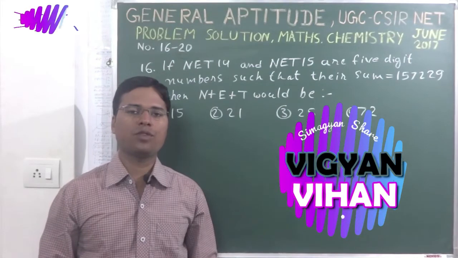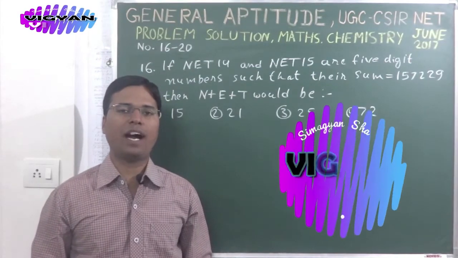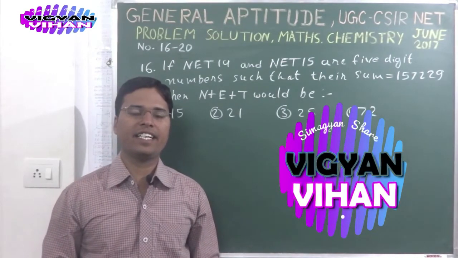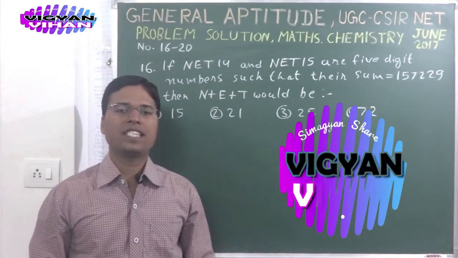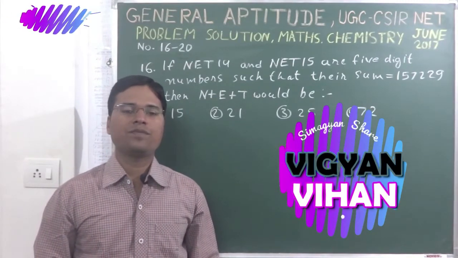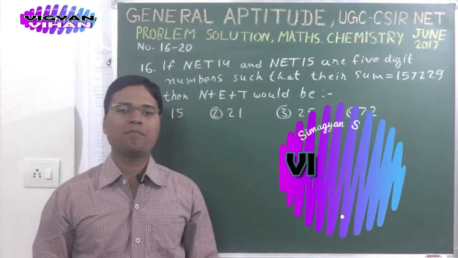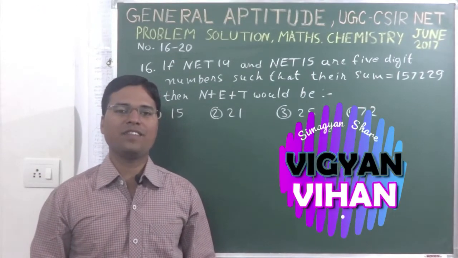This is our problem solution series of General Aptitude Part A of UGC CSIR Net. In this episode we will solve problem number 16 to 20 of Mathematical Sciences paper of June 2017.